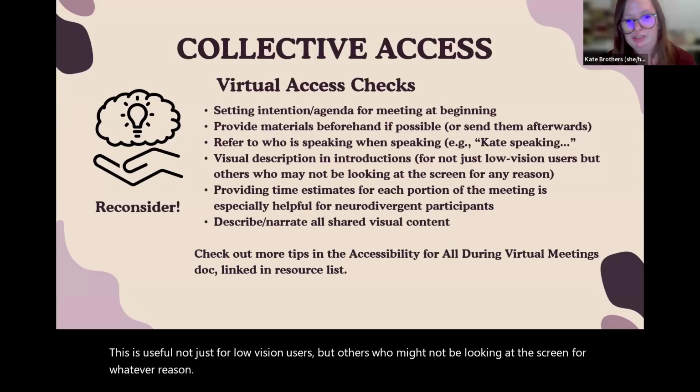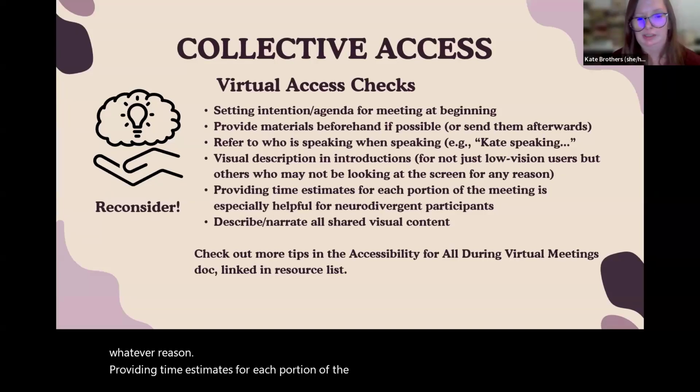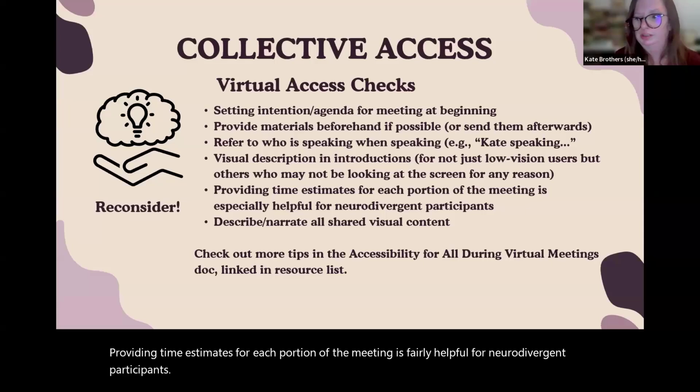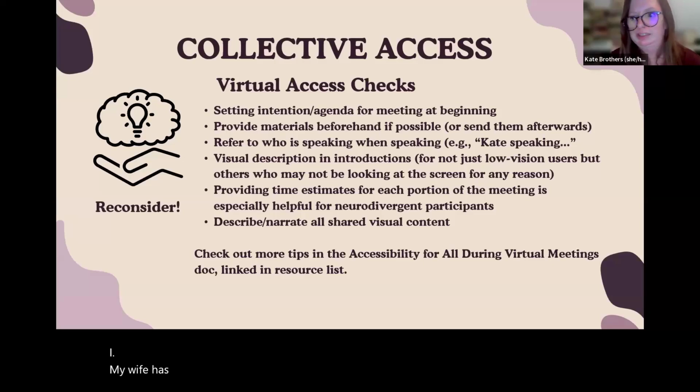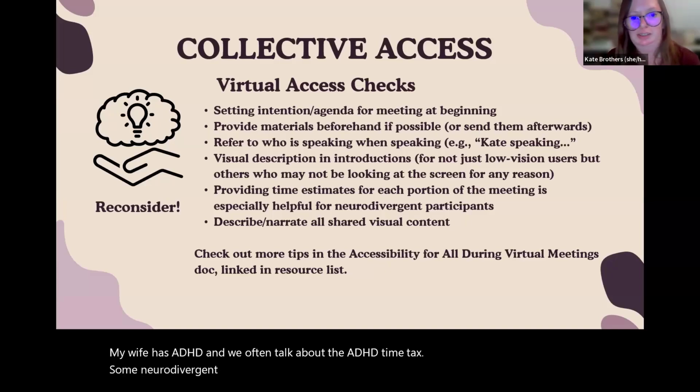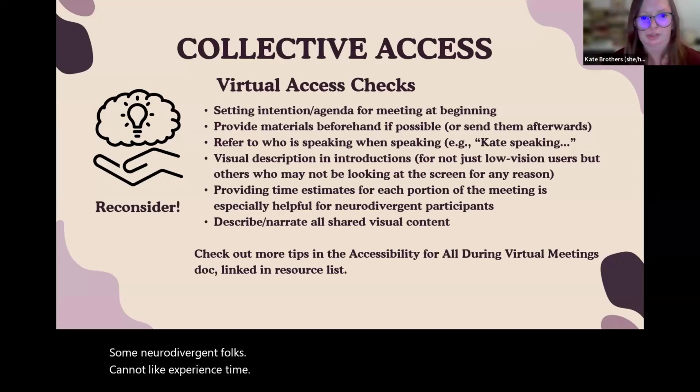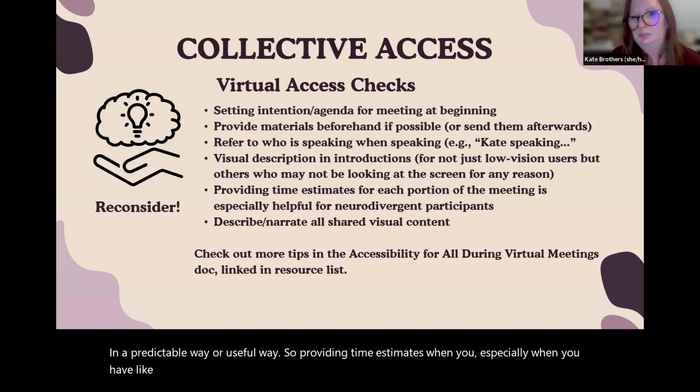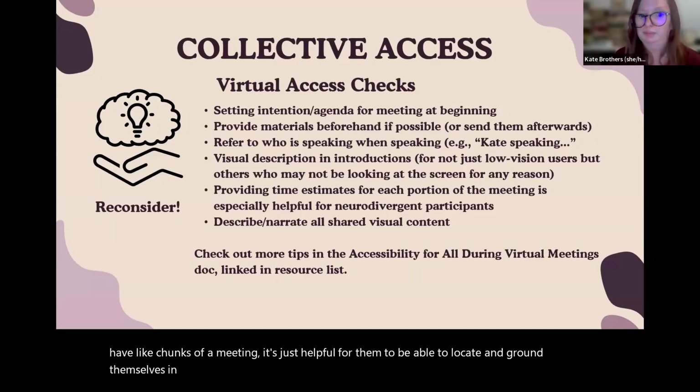Providing time estimates for each portion of the meeting is fairly helpful for neurodivergent participants. My wife has ADHD, and we often talk about the ADHD time tax. Some neurodivergent folks cannot experience time in a predictable or useful way. So providing time estimates, especially when you have chunks of a meeting, is helpful for them to be able to locate and ground themselves in the flow of the meeting.